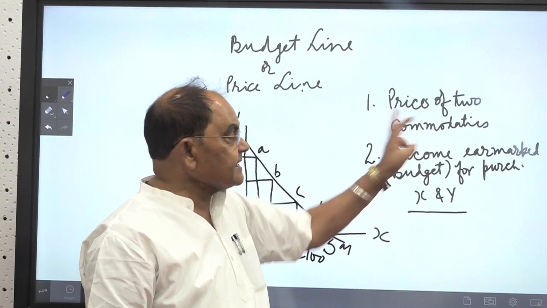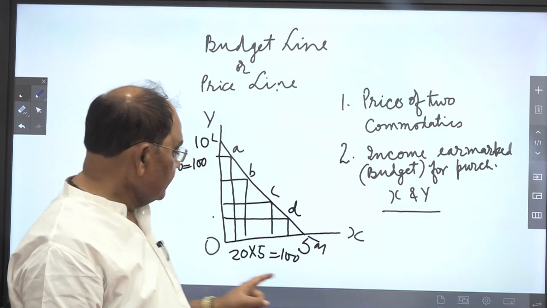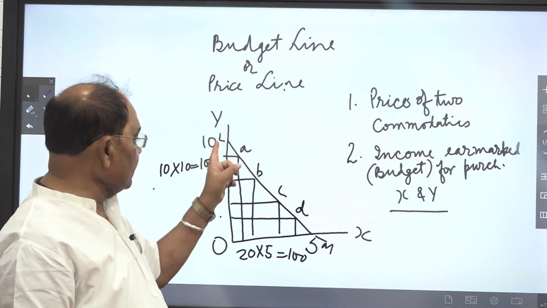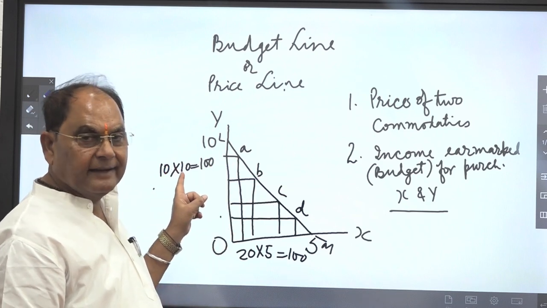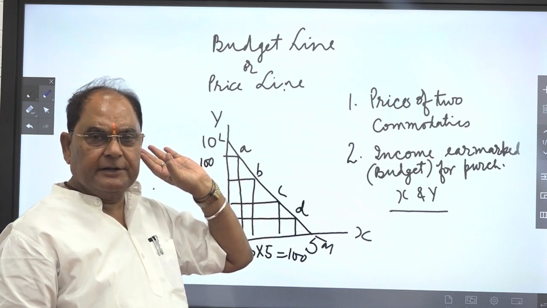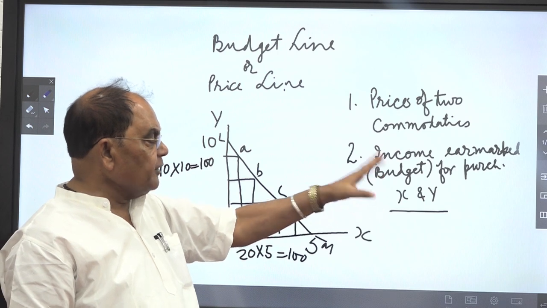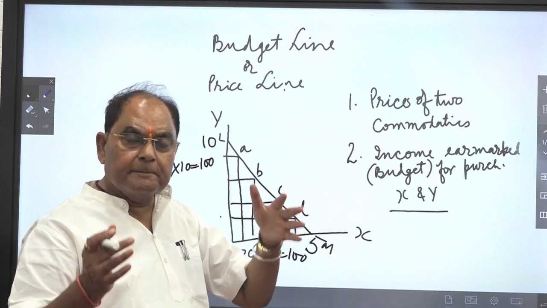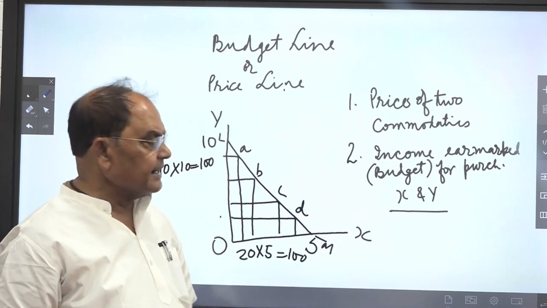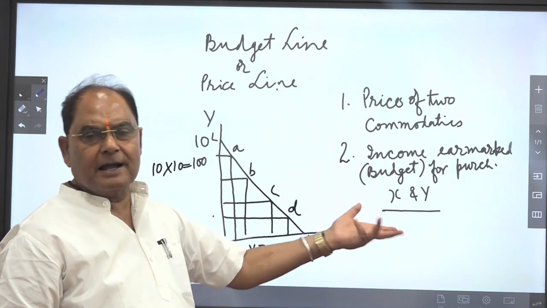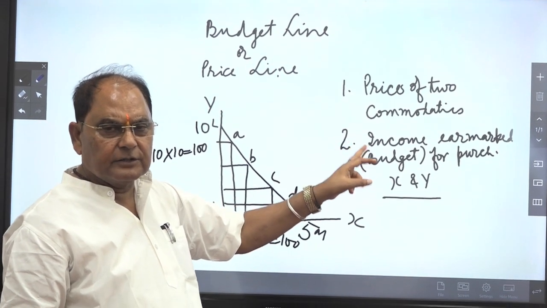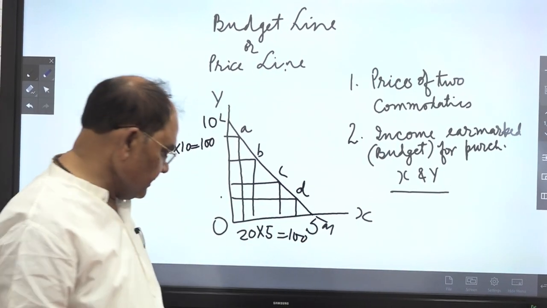One, prices of two commodities, like price of commodity X in this case is rupees 20 and price of commodity Y in this case is rupees 10. So prices of two commodities, they are very important for the budget line. And budget. Why do we call it budget? Because a certain portion of income has been earmarked for the purchase of these two commodities, that is X and Y. That is how it is known as the budget line. These are the two fundamental factors related to the budget line.